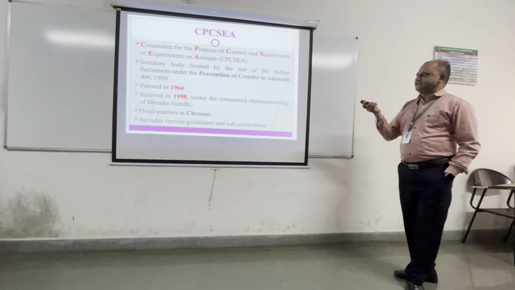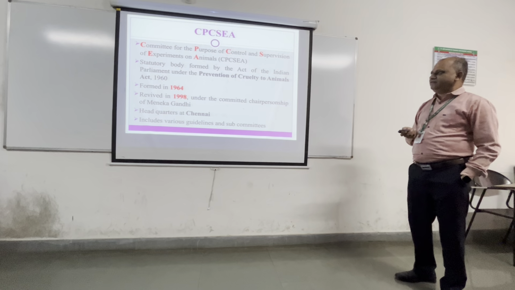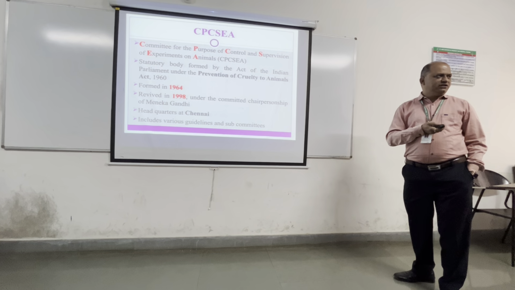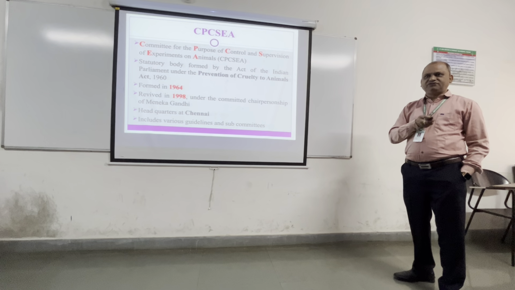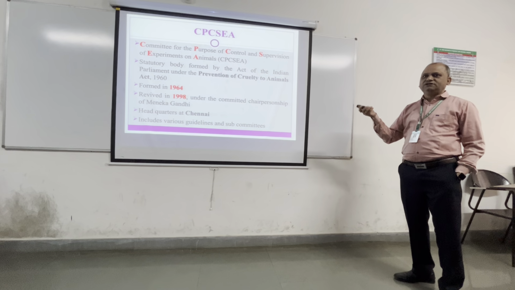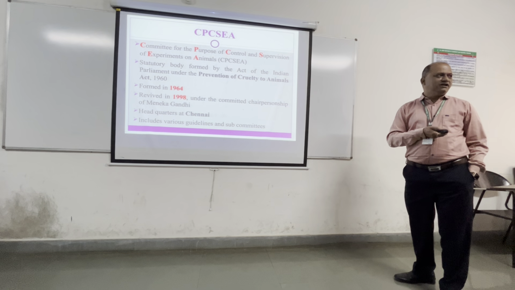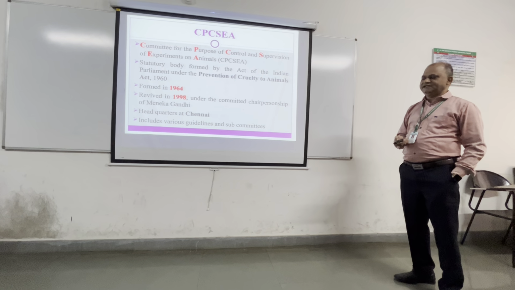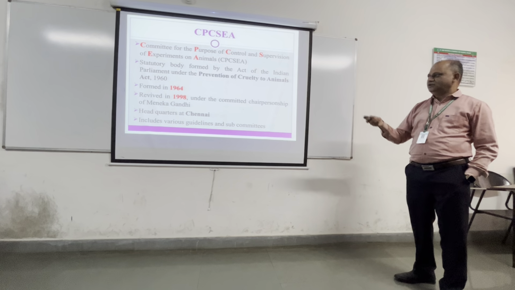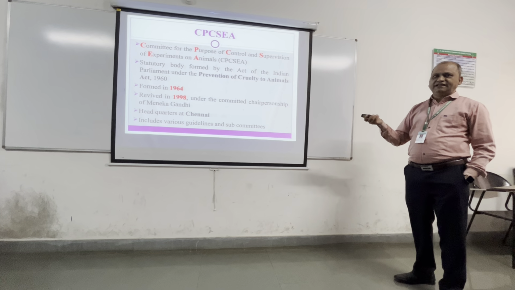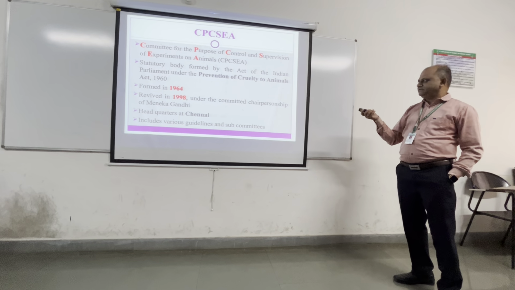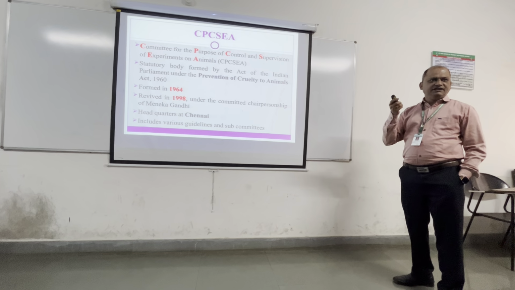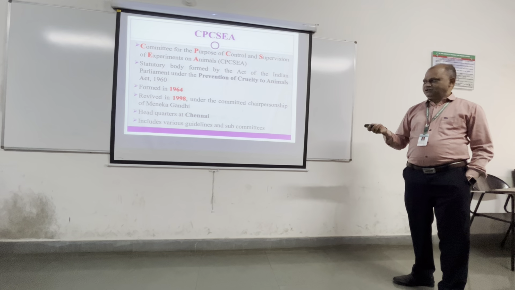So this is the statutory body formed by the Act of the Indian Parliament under the Prevention of Cruelty to Animals. In a multiple choice question in the pharmacology paper, the question may be asked: which act is responsible for the prevention of cruelty to animals? So that is the Prevention of Cruelty to Animals Act 1960, and it was formed in 1964, revived in 1998 with the chairmanship of Maneka Gandhi, and previously the headquarters was at Chennai, now it is at Delhi. Understood?